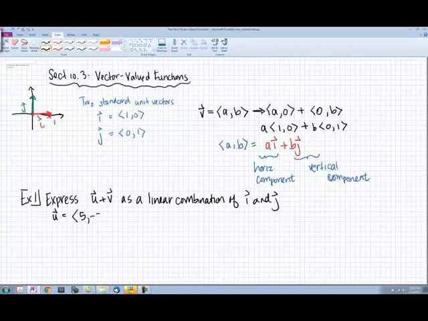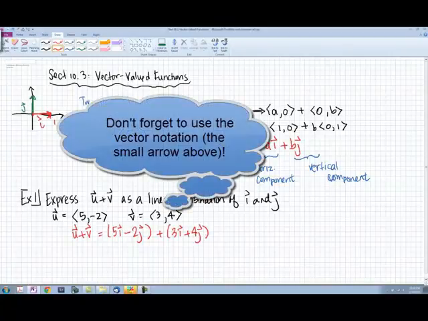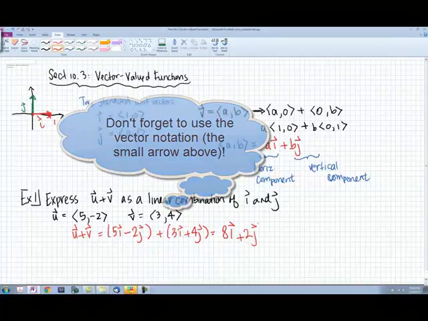Let's see about expressing vector u plus v as a linear combination of i and j. Vector u is 5, negative 2. Vector v is 3, 4. So if I want to write vector u plus v, I can think of this as 5i minus 2j and add that to 3i plus 4j. So I have 8 times vector i plus 2 times vector j for my answer.